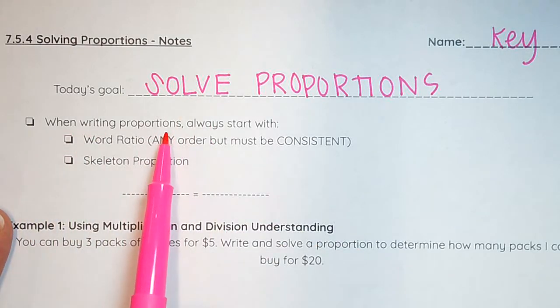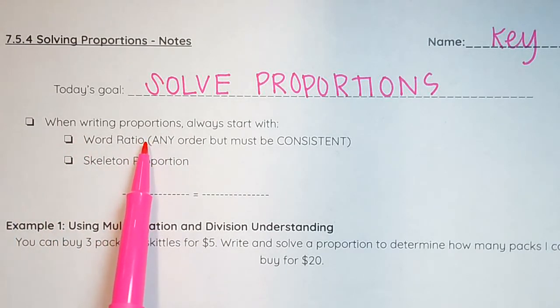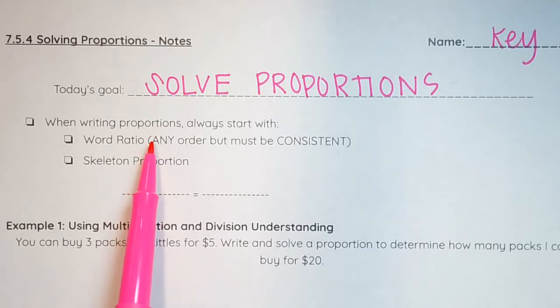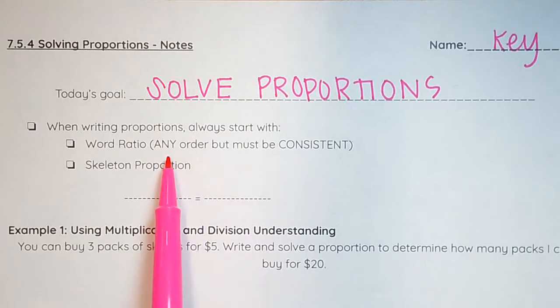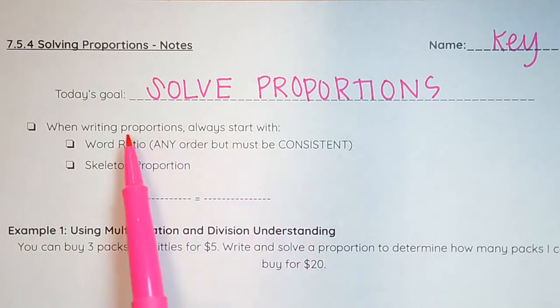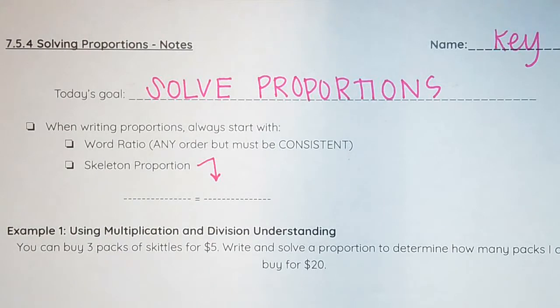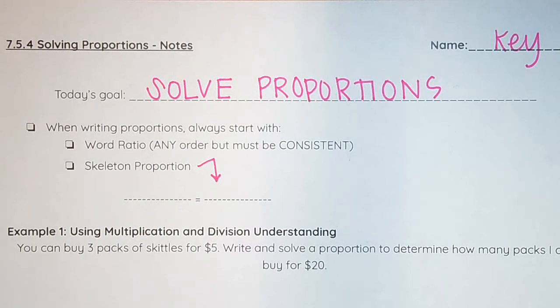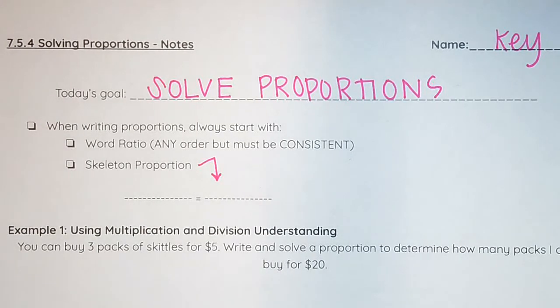When we write proportions, remember that we always start with our word ratio. So you must have a word ratio for every single problem you complete, every single one of them. It doesn't matter which is in the numerator and the denominator like it did for unit rate, but whatever you do, it must be consistent throughout the entire problem. After you set up your word ratio, you will move to your skeleton proportion and you're set up and ready to go. So every single proportion you set up should have your word ratio and skeleton proportion, even as we solve today, every single one of them.